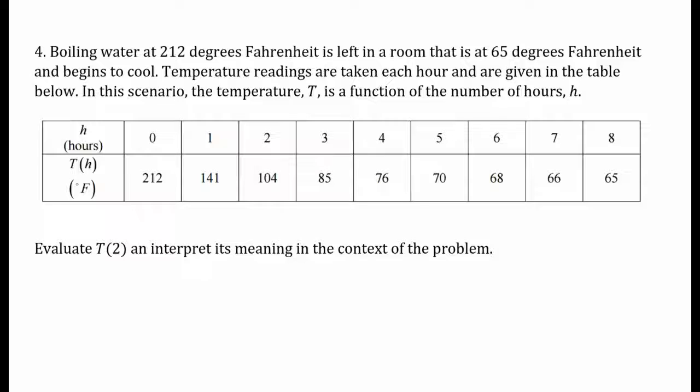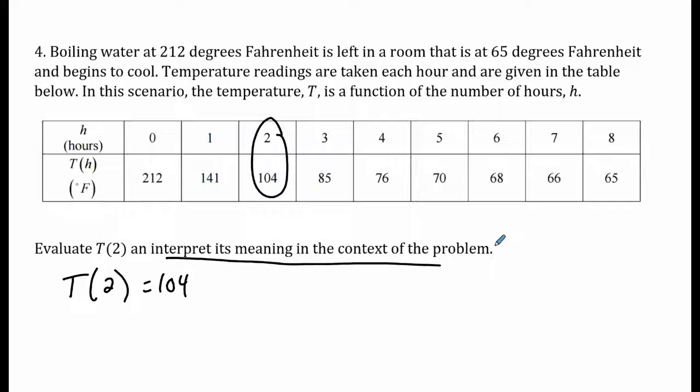Boiling water at 212 degrees Fahrenheit is left in a room that's 65 degrees and begins to cool. Temperature readings are taken each hour. So this is the hour, and I'm outputting the temperature. T of 2. I'm inputting a 2. My output's 104. That wasn't too bad, but how do I interpret the meaning in the context of the problem? I can't just say the input 2 is the output's 104. That doesn't make sense in the context of the problem.